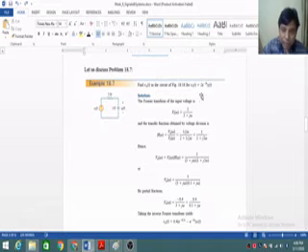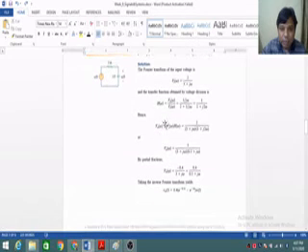Now if we take the Laplace transform of Vi(t), it will be this, and the transfer function will be output by input. So this will be the output and this will be the input. This will be the transfer function, and the output will be the input multiplied with the transfer function. So this function will be the output.